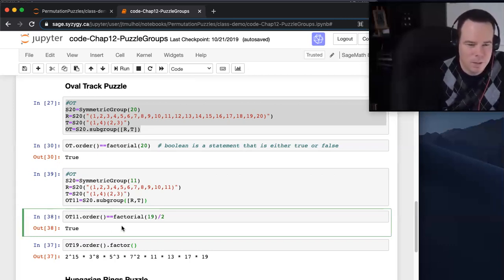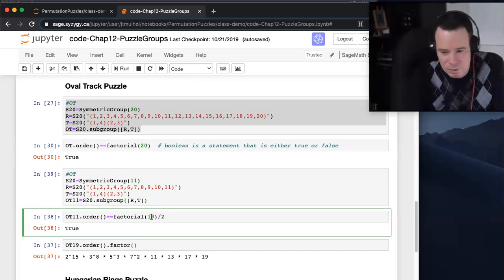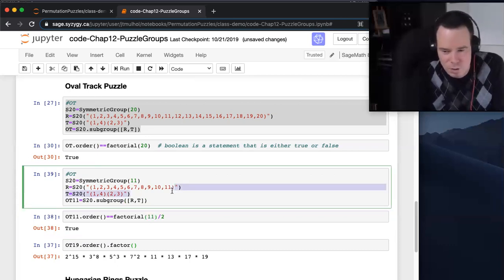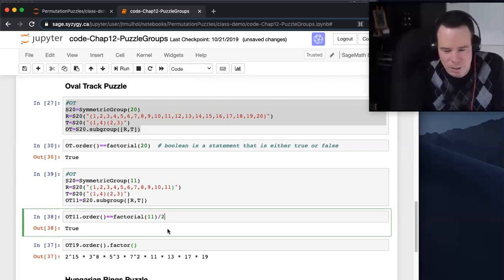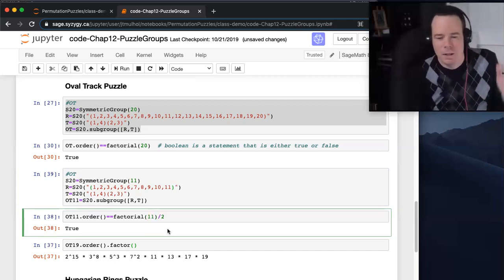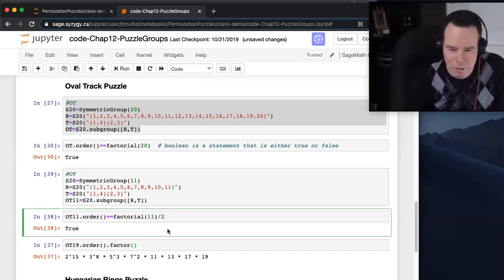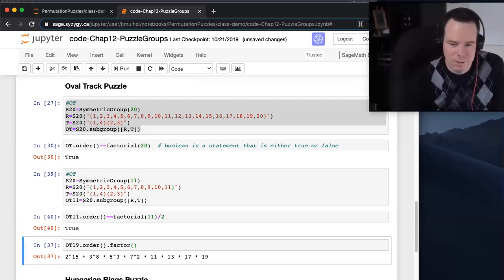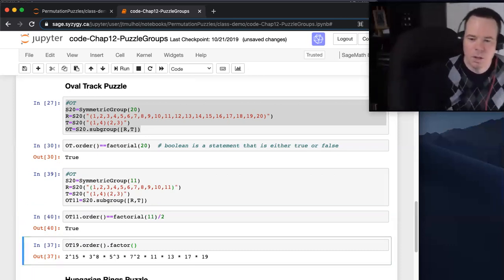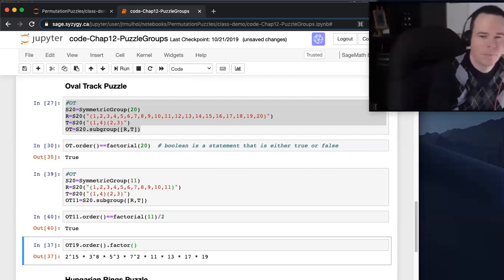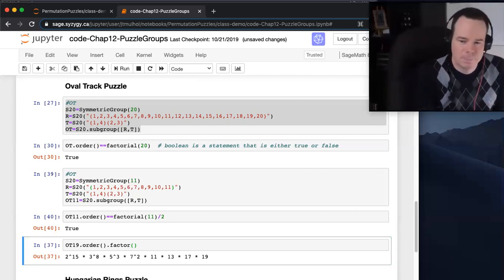But I already know that these are both even. So I'd have to look at factorial. But since both moves are already even, I already know I can't get the odd ones. So I really want to know if I can get all the even ones. So factorial over 2, exactly. And yep, there we go. So on the oval track puzzle with 11 pieces, we can get all the even permutations.